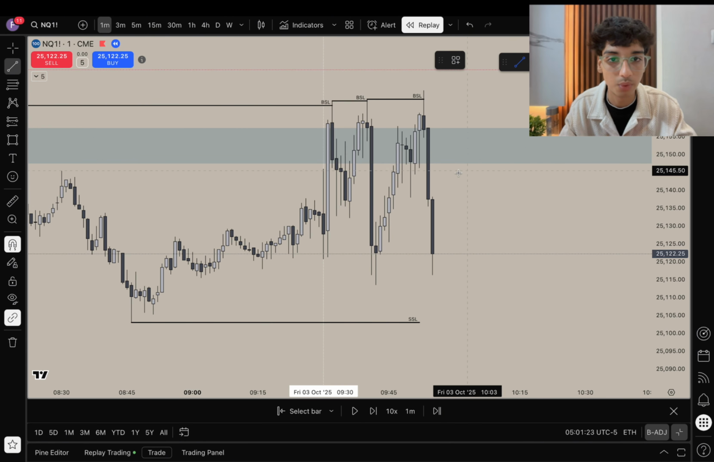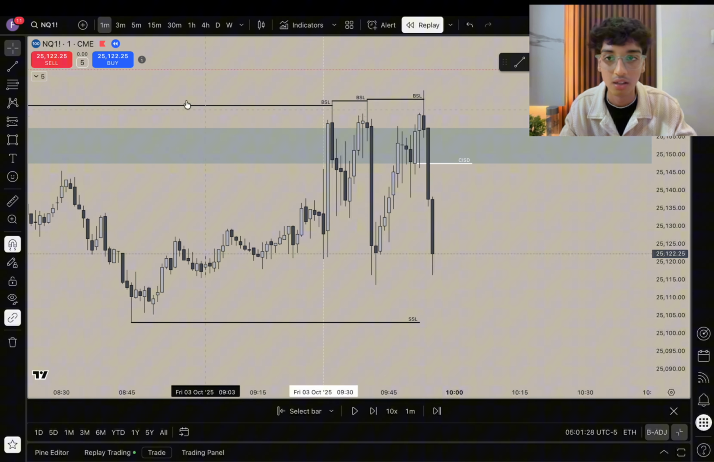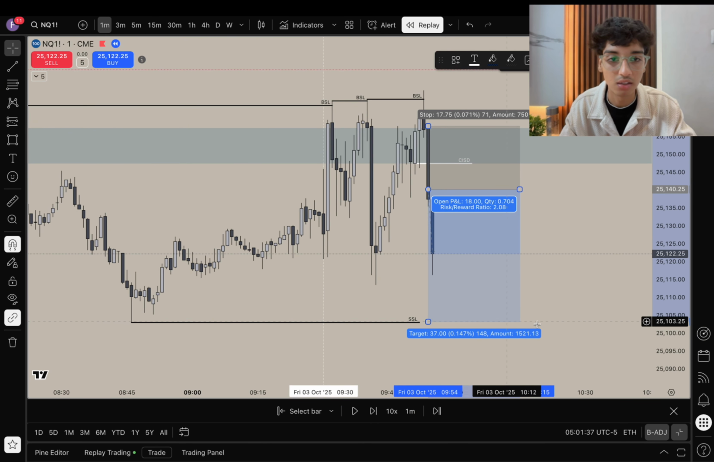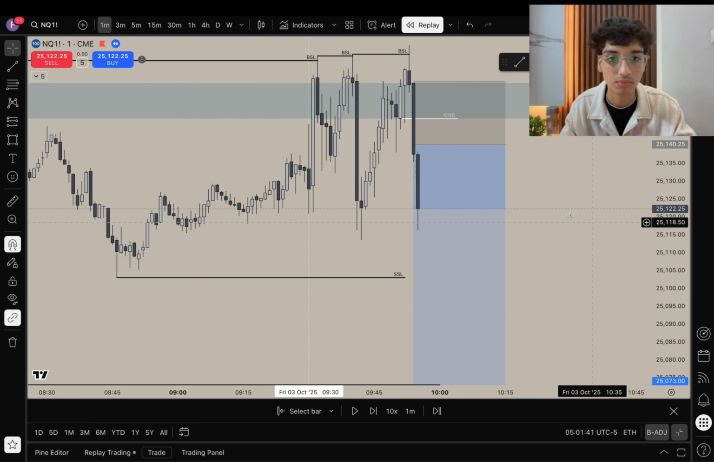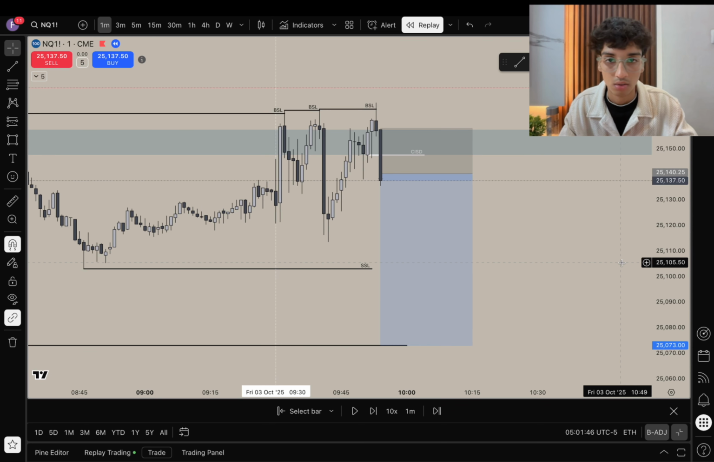Sweep out buy side liquidity. Again did change in state of delivery right here. I missed my first entry right here just because I was teaching you, but I actually take entry right here. Stop would be here and targeting these lows and these lows. This is what I want to see.